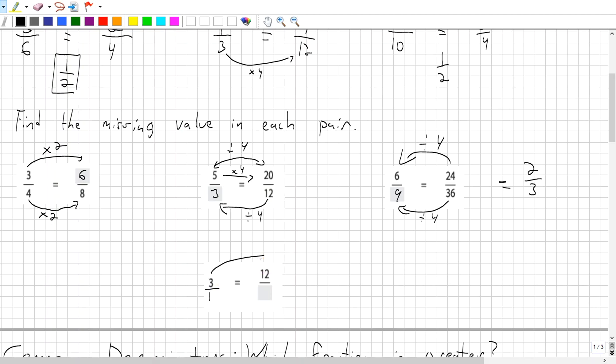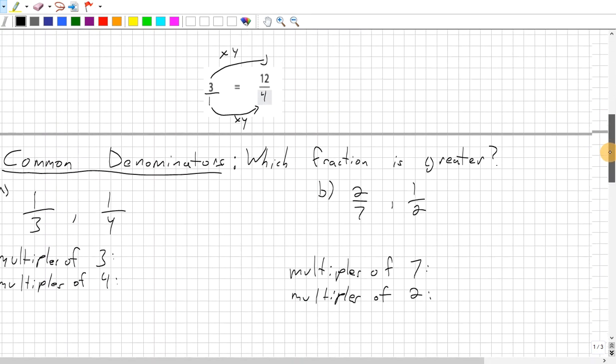So the top, of course, I multiply that one by 4. The bottom, I multiply that one by 4. There's a lot of 4s in this one. So 1 times 4 is, of course, 4. So 3 over 1 is the same as 12 over 4. The main idea is multiplying the top and the bottom by the same amount to get a different fraction. But you have to multiply the top and the bottom, as we saw at the beginning, to get equivalent fractions.